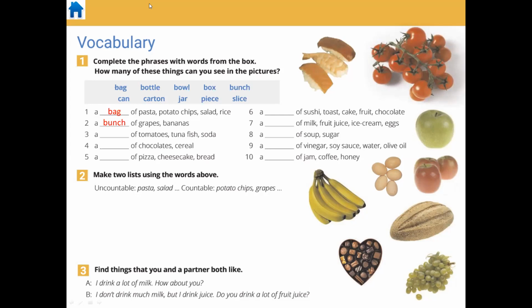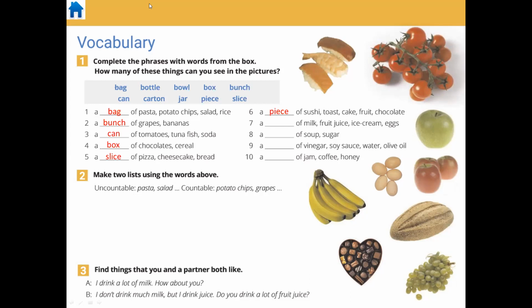Right, let's look at the answers. Number 3, tomatoes, tuna fish, and soda. Can. Number 4, chocolates and cereal. Box. Number 5, pizza, cheesecake, bread, slice. Number 6, sushi, toast, cake, fruit, and chocolate. Piece.